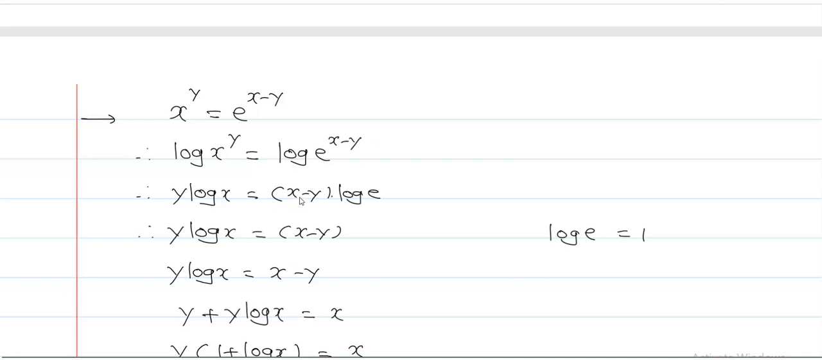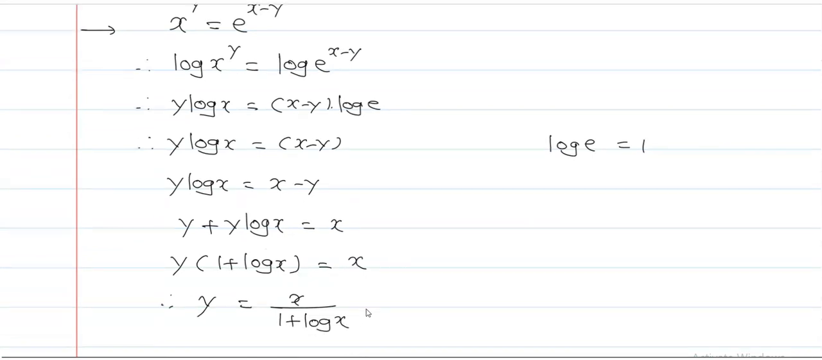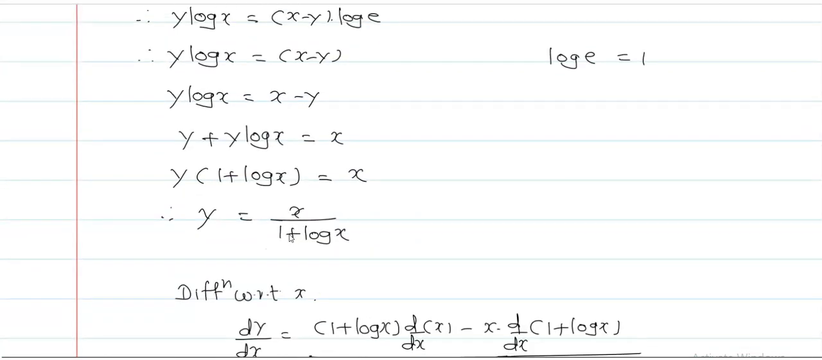y log x is equal to x minus y log x, y log x is equal to x minus y plus y log x is equal to x, that is y in bracket 1 plus log x is equal to x, therefore y is equal to x upon 1 plus log x.